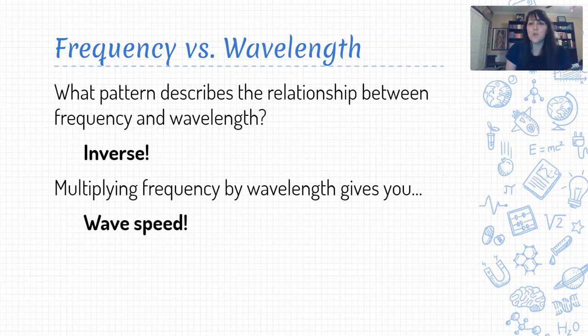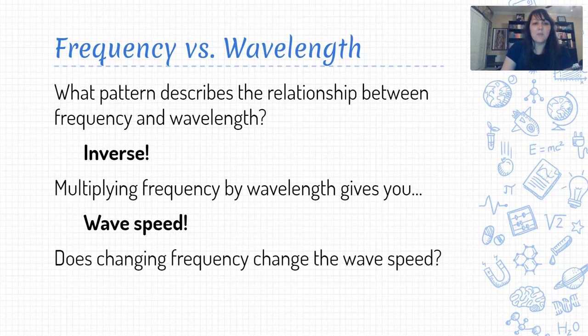Frequency times wavelength will always give us the overall speed of the wave, how quickly it is propagating through space. So that's cute, and we're going to look at an equation that sums that up in just a moment. But first, given this relationship that frequency times wavelength equals wave speed, did you find that changing the frequency changed the wave speed?